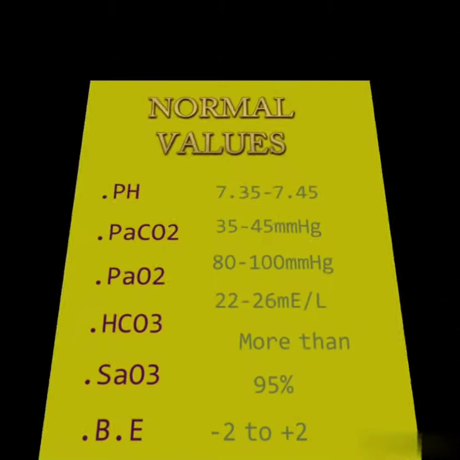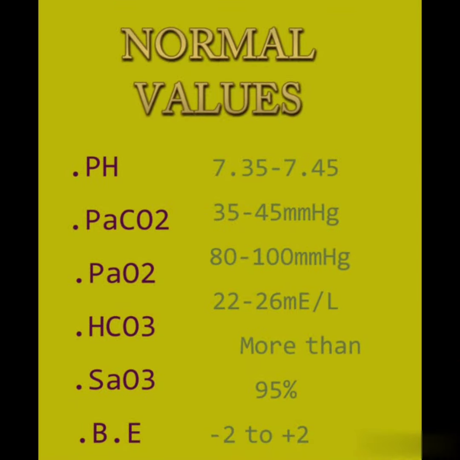Next, normal values: pH 7.35 to 7.45, PaCO2 35 to 45, PaO2 80 to 100, HCO3 22 to 26, saturation of oxygen more than 95%, base excess -2 to +2.